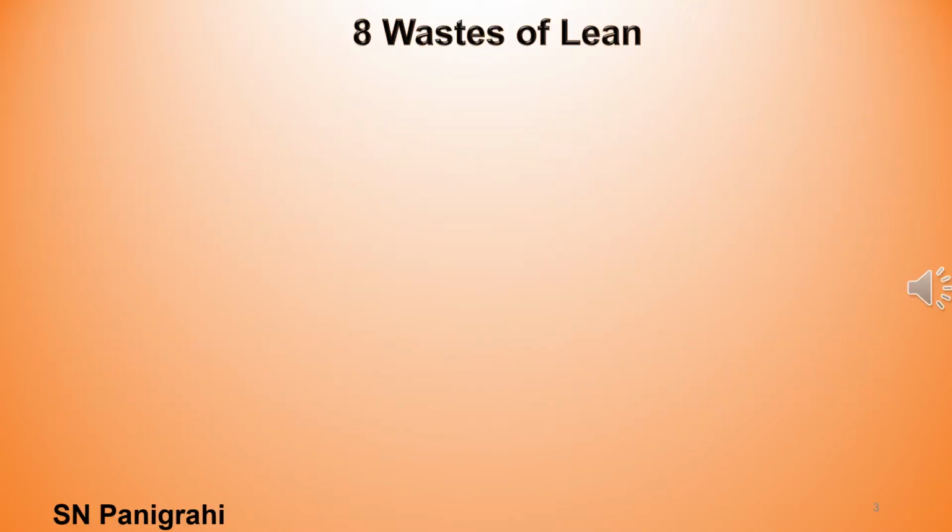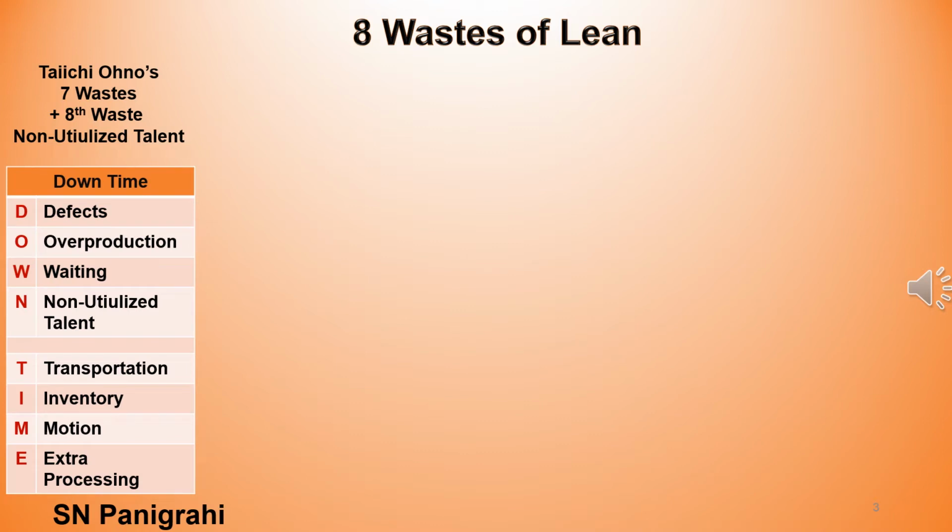The 8 wastes of lean. Originally there were 7 wastes identified by Taiichi Ohno for the Toyota Production System (TPS). As lean evolved into the rest of the enterprise and around the world, an 8th waste, non-utilized talent, was identified. The 8 wastes of lean can be remembered by using the acronym DOWNTIME, which stands for defects, overproduction, waiting, non-utilized talent, transportation, inventory, motion, excess processing. Now let's briefly understand each of them.